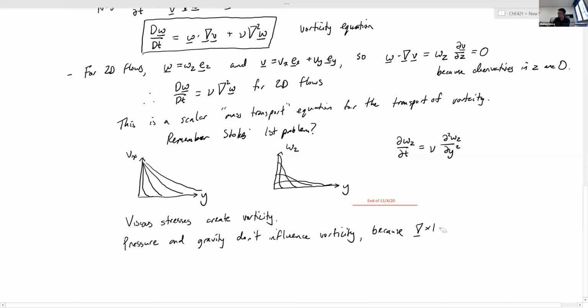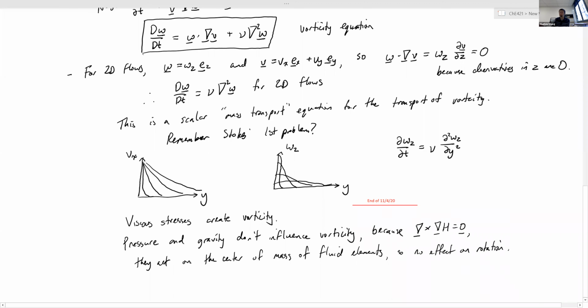del cross del H is equal to 0, right? And it's because they act on the center of mass of fluid elements. So no effect on rotation.